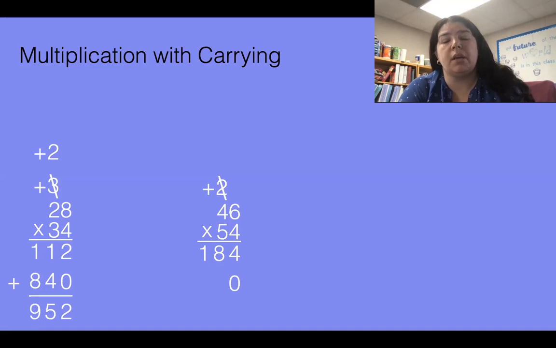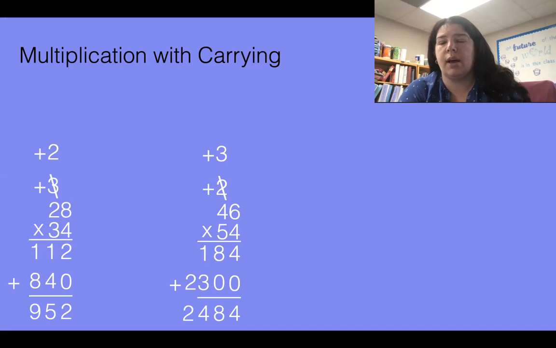So let's start with the beginning. 6 times 5 is 30. Put the 0 down, carry the 3. And 4 times 5 equals 20. Plus 3 is 23. What are those 2 numbers called? 184 and 2300? Partial products. Very good. Add them together and you should get 2,484. Excellent. One last problem.